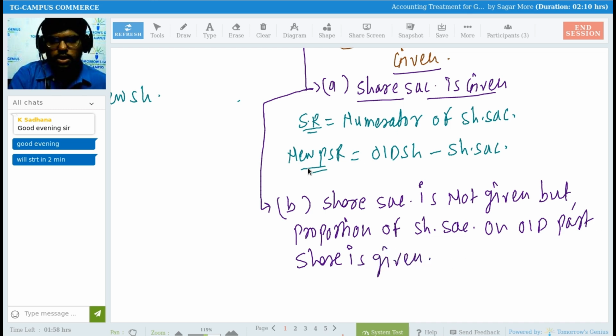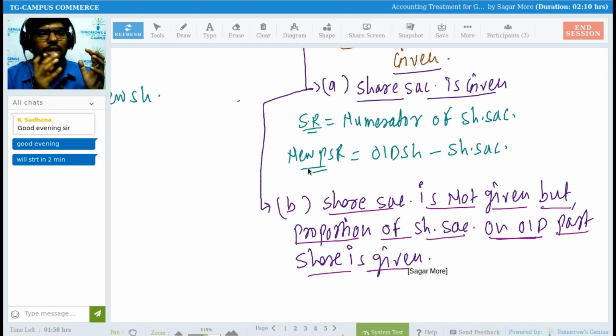Sir, I have written like this. Share sacrifice is not directly given to you in the question, but proportion of share sacrifice on old partner share is given. So it means from their old profit sharing ratio, in which proportion they have given. Like Shivarish and Dhanushri gave away 3:2 from their old share. So 3:2 is a proportion given on their old share. So this information is given, directly share sacrifice is not given.